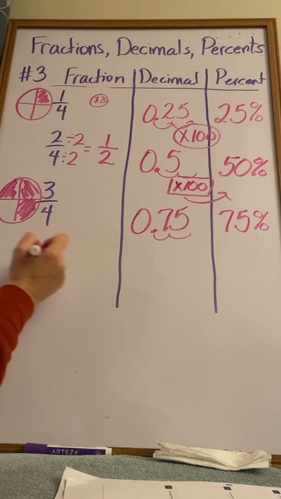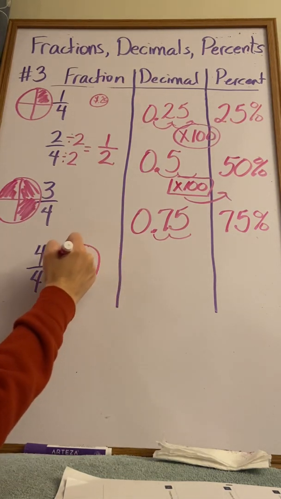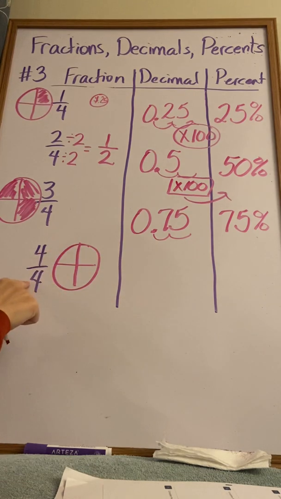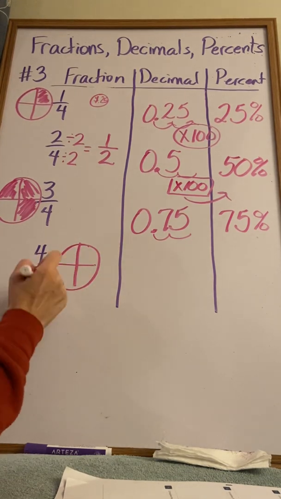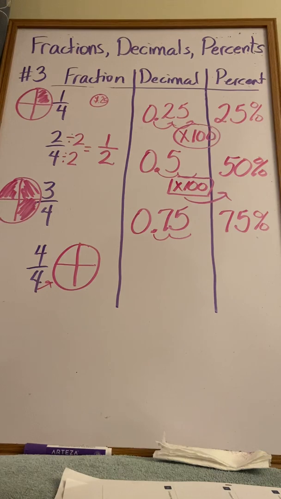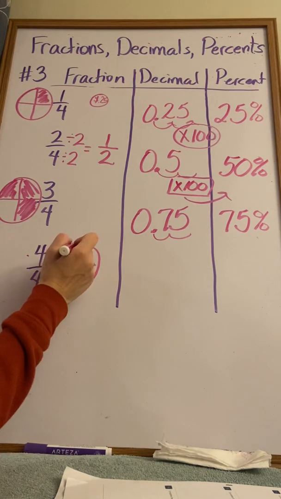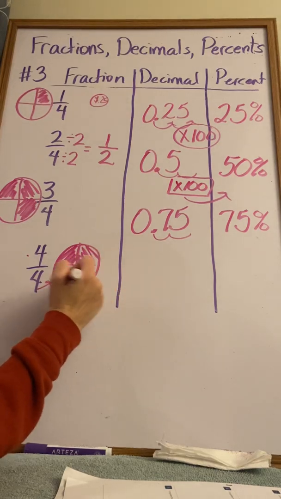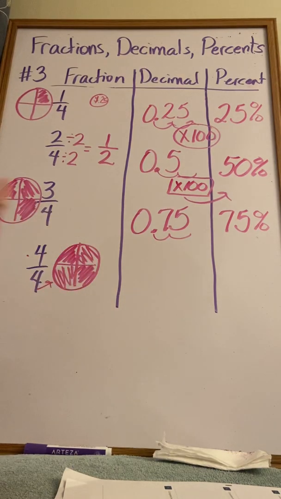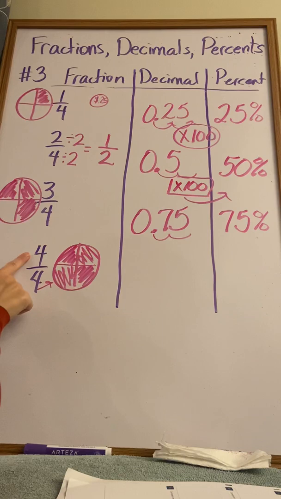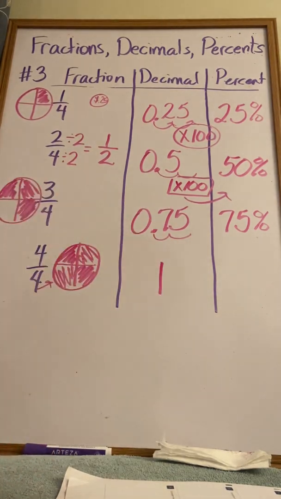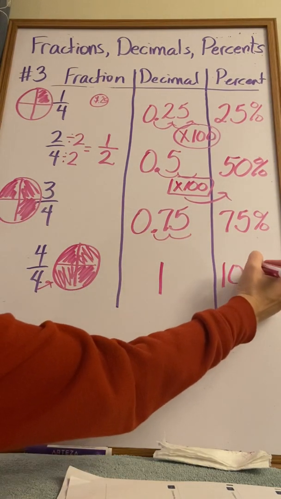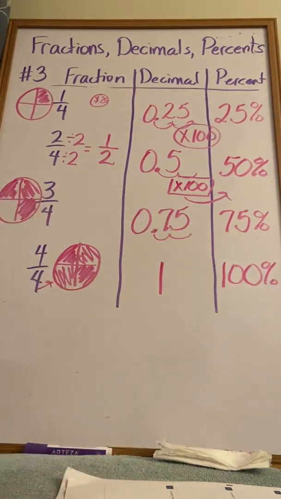Now 4/4. That's a cake cut into 4 equal pieces. 1, 2, 3, 4. The denominator tells how many pieces. But we get all 4 slices. 1, 2, 3, 4. We get the whole cake. We have 4 quarters. 4 out of 4. That is 1 whole. And the percent is going to be all of it. 100%.